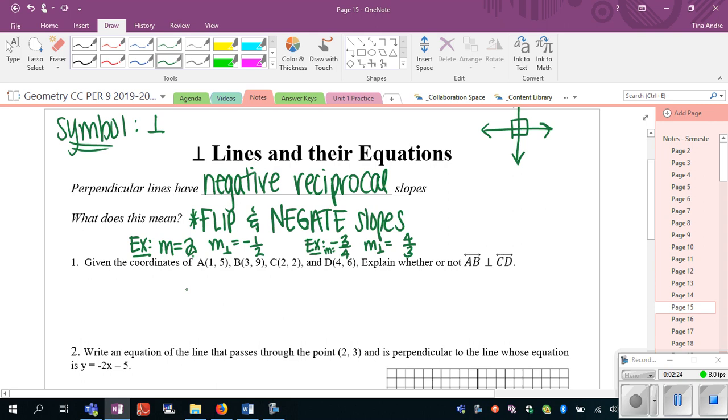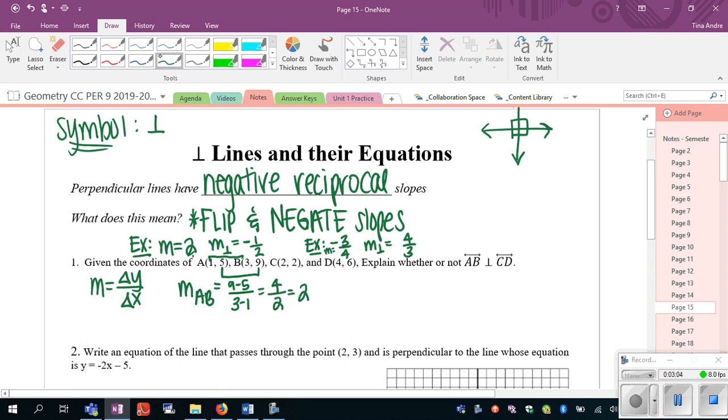So if we look at this first example here, and it talks about determining whether or not the lines are perpendicular, well, we have to know, do they have flipped and negated slopes? So that's what I'm going to do. I'm going to calculate the slope. Remember, our slope formula is the change in y over change in x, or y2 minus y1 over x2 minus x1. I'm going to be careful about my notation here. So I'm trying to find the slope of AB, so I'm putting AB as a subscript. I'm going to subtract the y values, so 9 minus 5. And then I'm going to subtract the x values on the bottom in the same order, so 3 minus 1. So I get 4 over 2, which reduces down to 2.